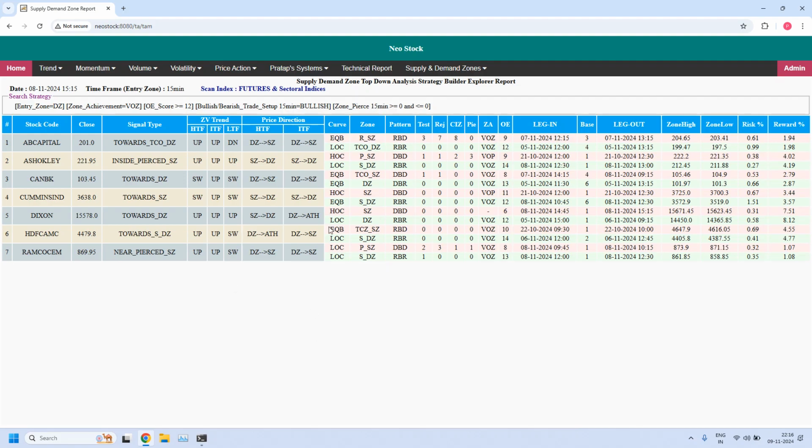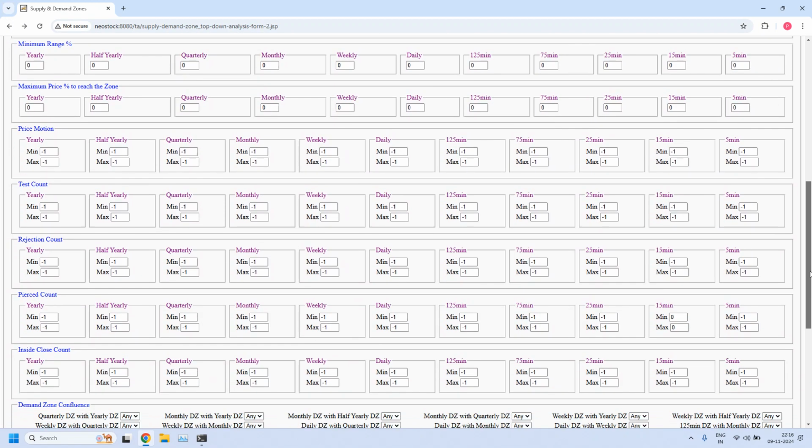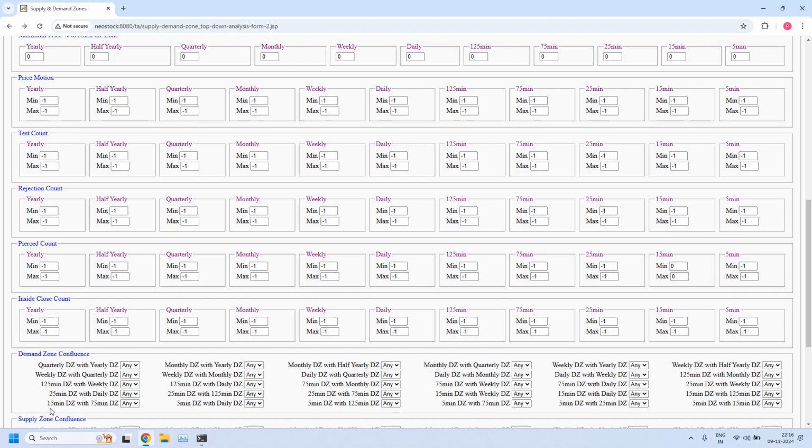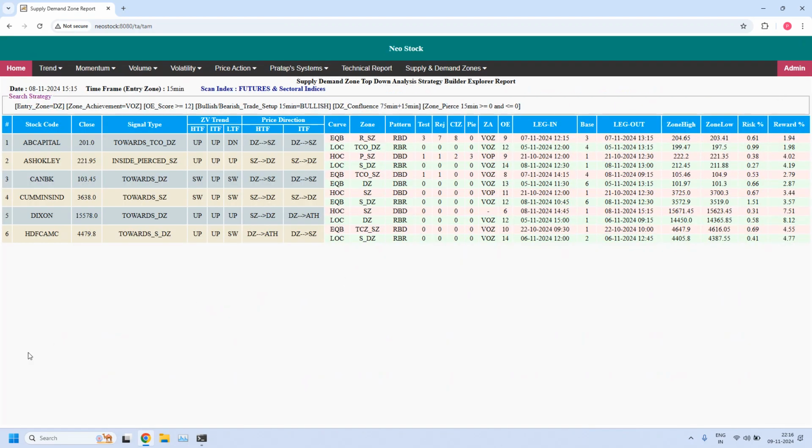But out of these 7 15 minutes demand zones, there could be high probability supported stocks available. Let us identify them based on zone confluence, LTF and ITF demand zone confluence. LTF is 15 minutes and ITF is 75 minutes. So we should look for 15 minutes demand zone with 75 minutes demand zone confluence. With this filter, out of the 7 stocks, we got 6 stocks. In all these 6 stocks, the 15 minutes demand zones are part of the 75 minutes demand zones.